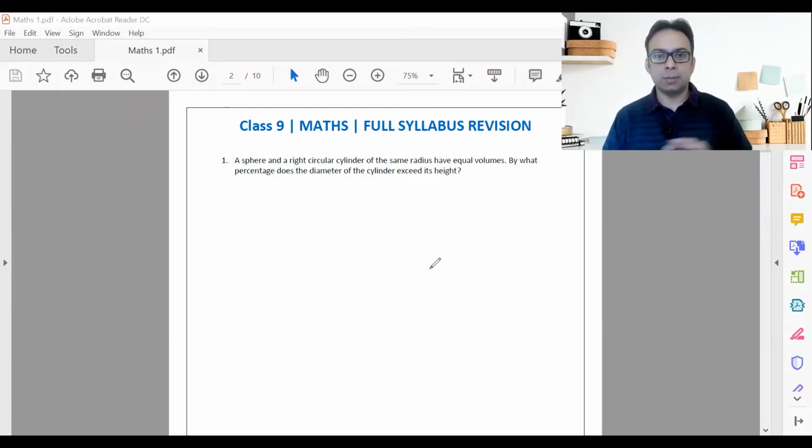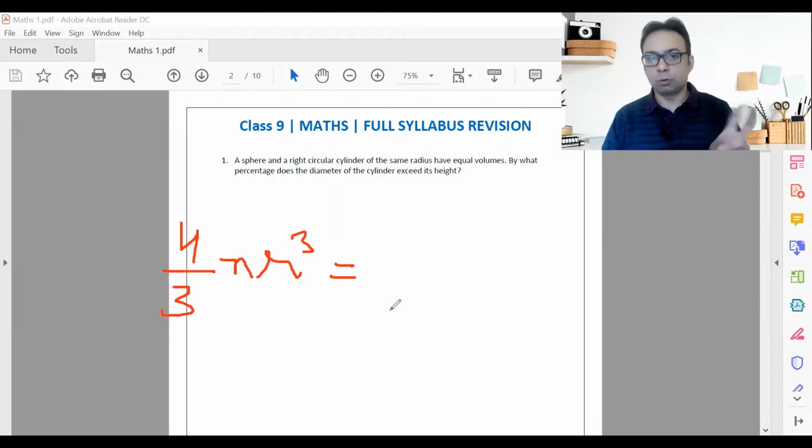Now let's see, first break down the question. First, look at the first statement. A sphere and a right circular cylinder both have the same radius and have equal volumes. So let's compare the volumes then. If they have equal volumes, what is the volume of a sphere? 4 by 3 pi r cube.